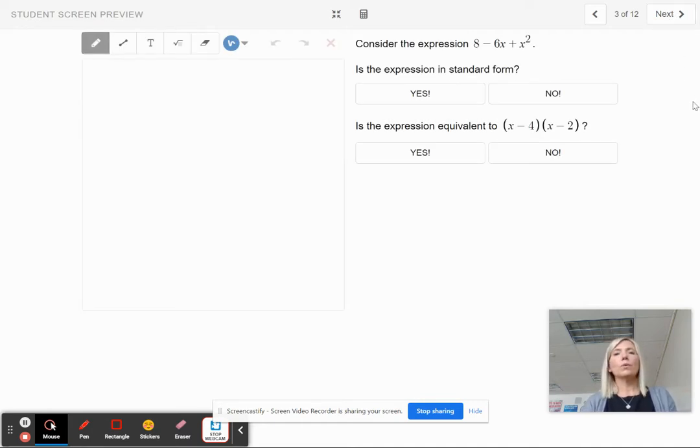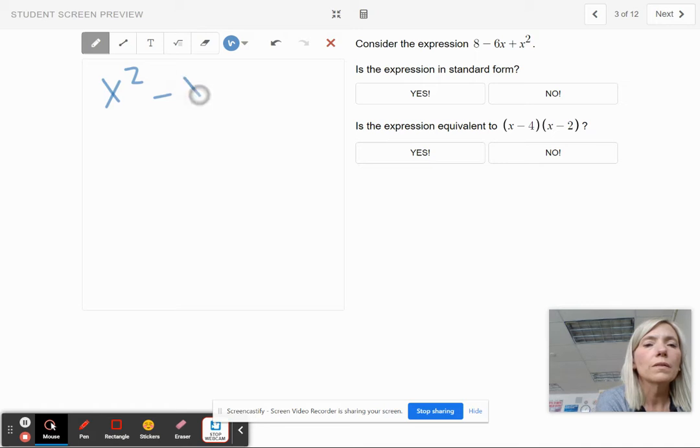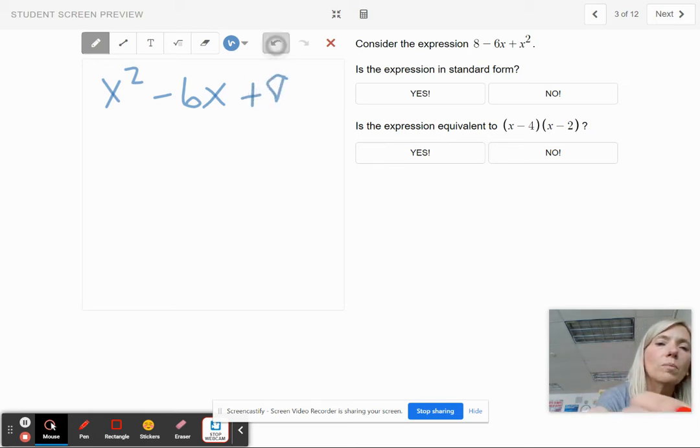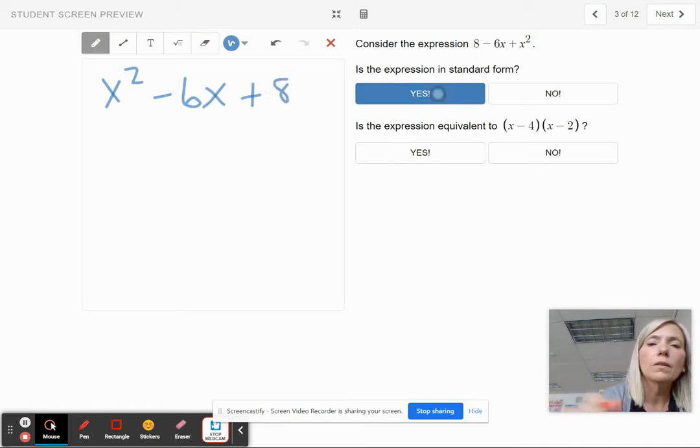All right, so the next question, is this expression in standard form? And then is it equivalent to x minus 4 times x minus 2? So it is in standard form. We just normally see standard form starting with x squared and then minus 6x. It's just a little bit out of order. And then since the 8 is positive, plus 8. Okay, so it is in standard form. It's just not in the order we normally see. So you can click on yes.